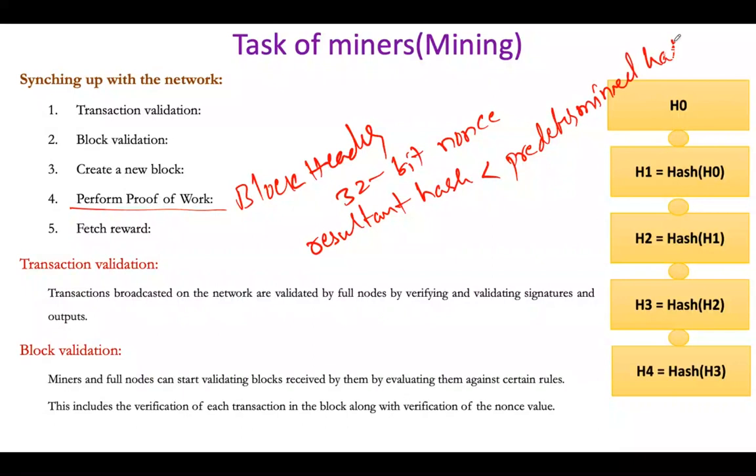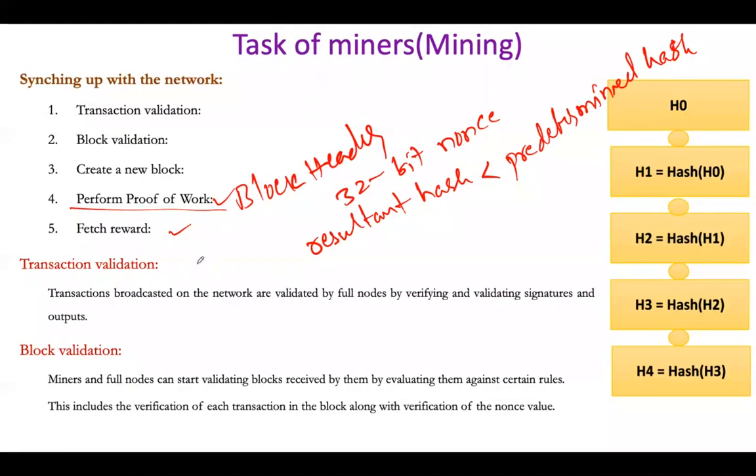Predetermined hash. And another task is to fetch your reward. So once a node solves the puzzle by doing the proof of work, it immediately broadcasts the results, and other nodes verify it and accept the block.